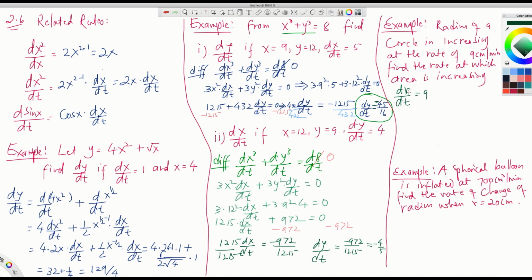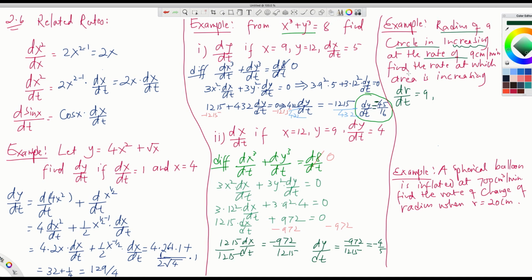Why dr over dt? It is the rate of change of the radius with respect to time. That's what we write, dr over dt. The rate of change is the derivative, right? So this is the rate of change of the radius. That's why I denote radius by r. So dr over dt is positive 9. Why? It is increasing. Since it is increasing, we write positive. If it is decreasing, we write negative.